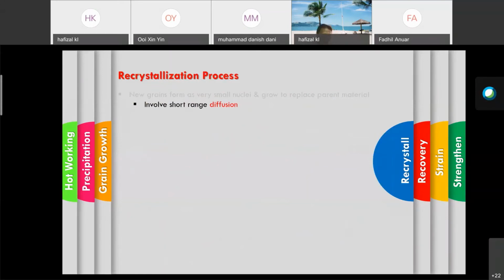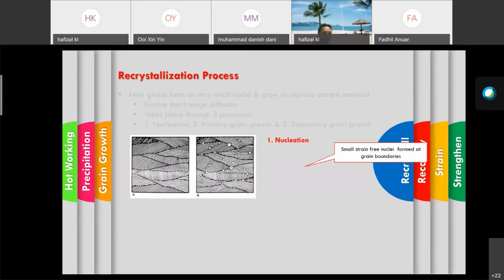It involves short range diffusion. When we talk about the atomic arrangement related to the nucleation, you already learned about this from the previous solidification topic, which is nucleation. We have primary grain growth, and we have secondary grain growth. Then something like this, the initial process is something like this.